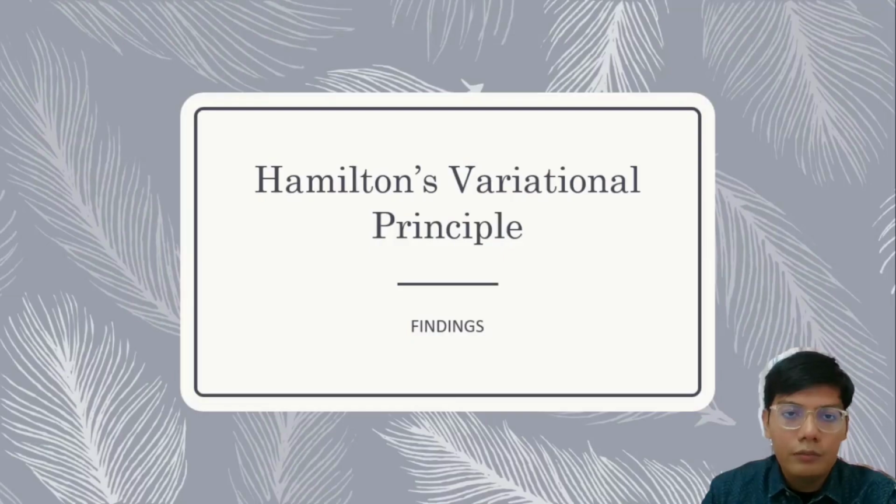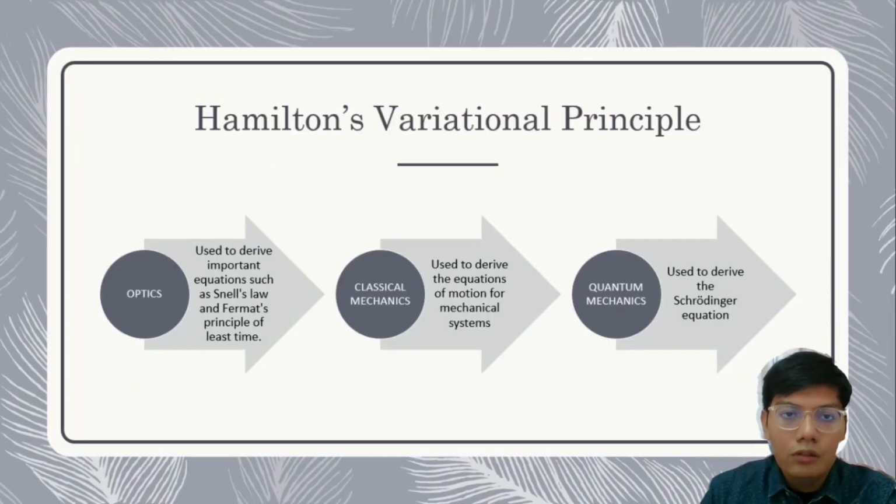Next, Hamilton's variational principle. In optics, Hamilton's variational principle is used to derive important results such as Snell's law and Fermat's principle of least time. Snell's law describes the bending of light at the interface between two media with different refractive indices, while Fermat's principle states that light takes the path that requires the least time to travel between two points.